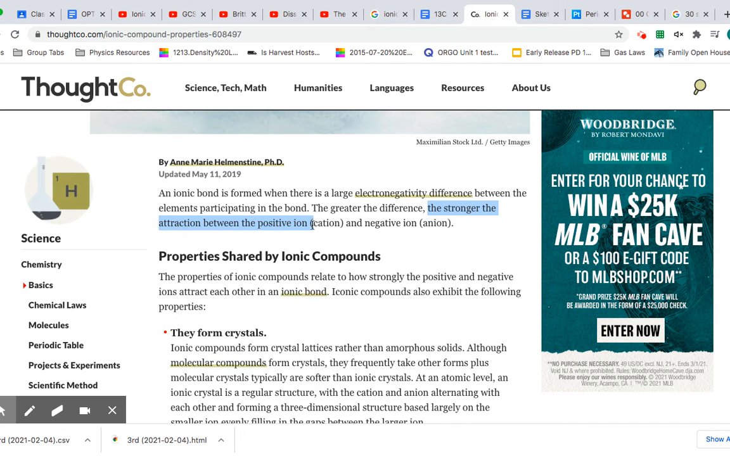Positive ion is like when you drew those ions and they had a positive charge, and negative ion was when you drew those little dot structures and then made them get 8 or 0 or whatever, and then they had a negative charge.